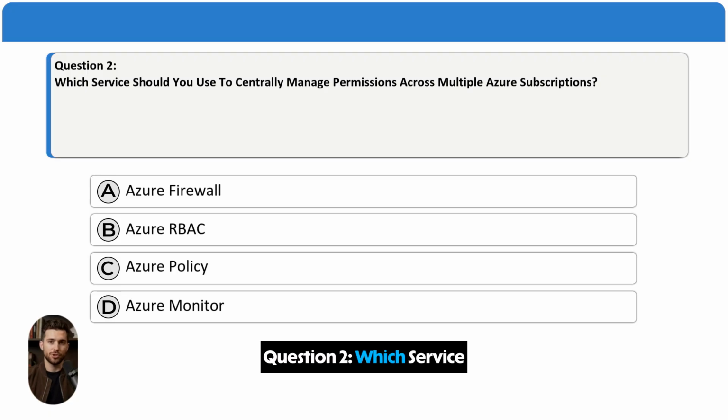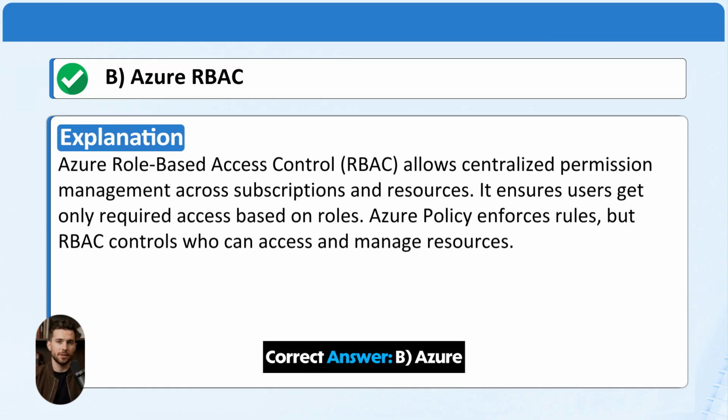Question 2. Which service should you use to centrally manage permissions across multiple Azure subscriptions? A. Azure Firewall. B. Azure RBAC. C. Azure Policy. D. Azure Monitor. Correct answer, B. Azure RBAC.